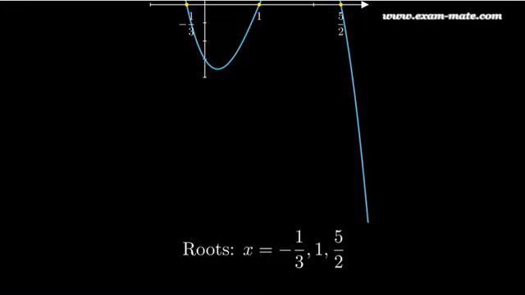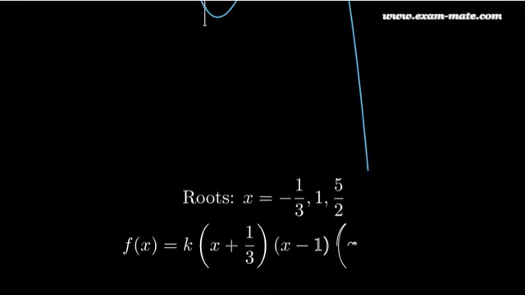Therefore, our function must have the form f(x) = k(x + 1/3)(x - 1)(x - 5/2), where k is some constant we need to find. To write this with integer coefficients, we'll multiply the first factor by 3 and the last factor by 2. This gives us f(x) = k(3x + 1)(x - 1)(2x - 5).